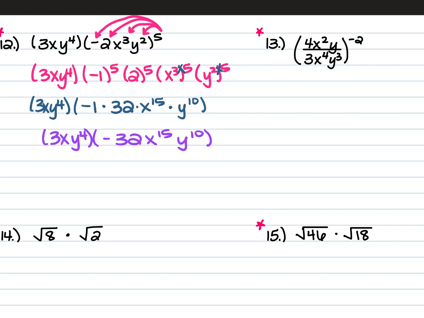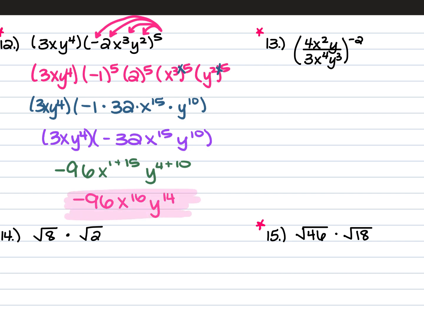So make sure you know how to tell the difference between those two. The 3 times the negative 32. A positive times a negative is a negative. 3 times 2 is 6. 3 times 3 is 9. That's negative 96. You have x, or x to the 1st power, times x to the 15th power. Add the powers. Then you have y to the 4th power times y to the 10th power. Add the powers. This simplifies fully to be negative 96, x to the 16th power, y to the 14th power.